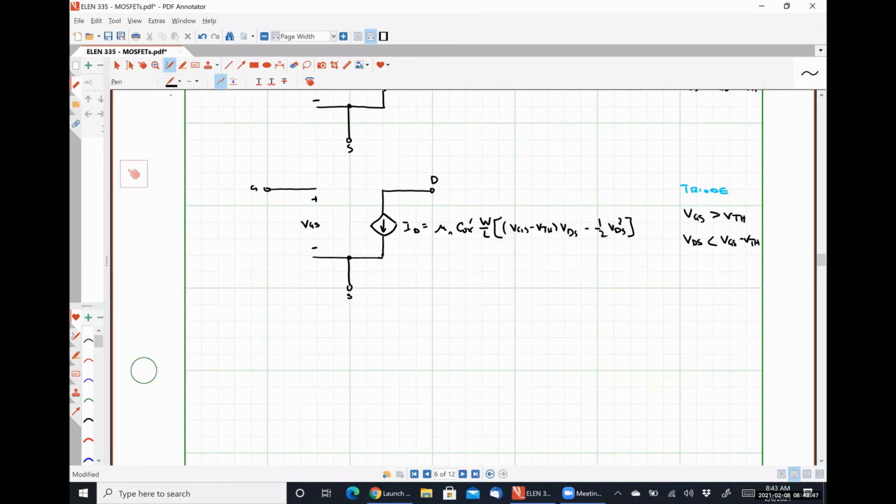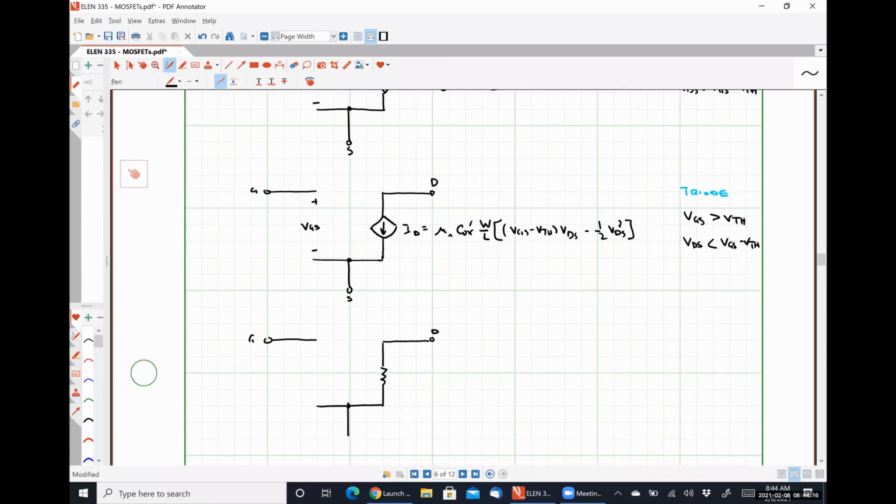And then lastly, we can develop one for our deep triode region. I guess technically we could develop one for the cutoff region as well, but it would just be an open circuit between all the terminals because no current's flowing, and that seems kind of dumb to draw. So in the deep triode region, instead of having our current source, we model the linear relationship between voltage and current as a resistor.